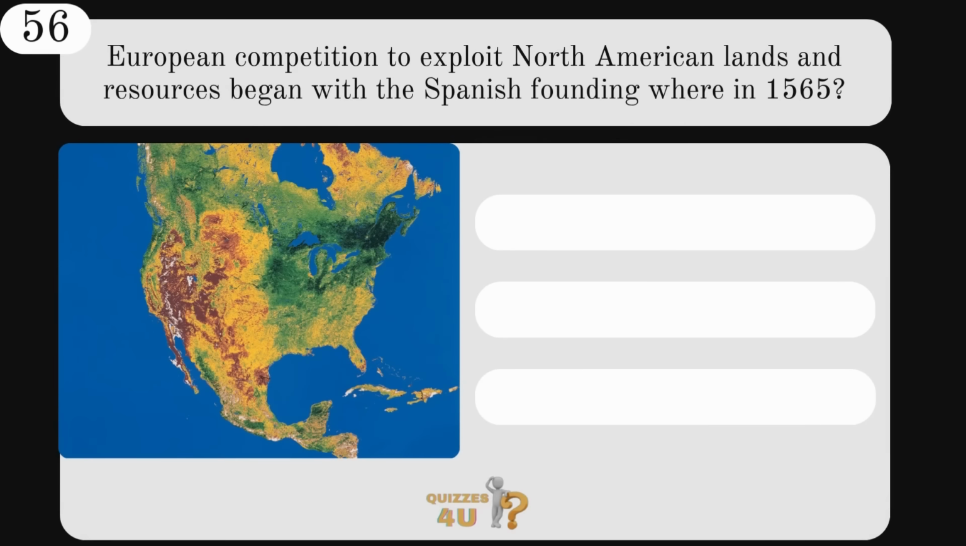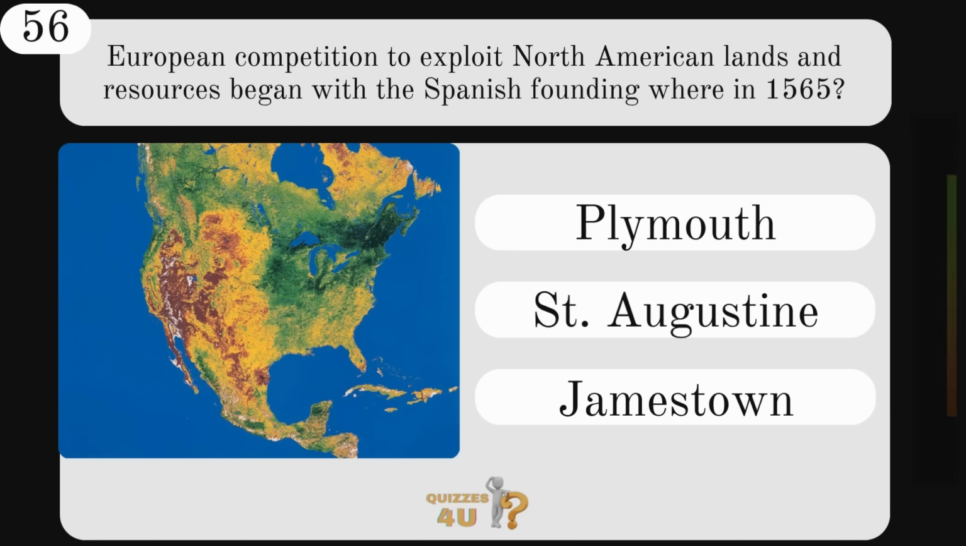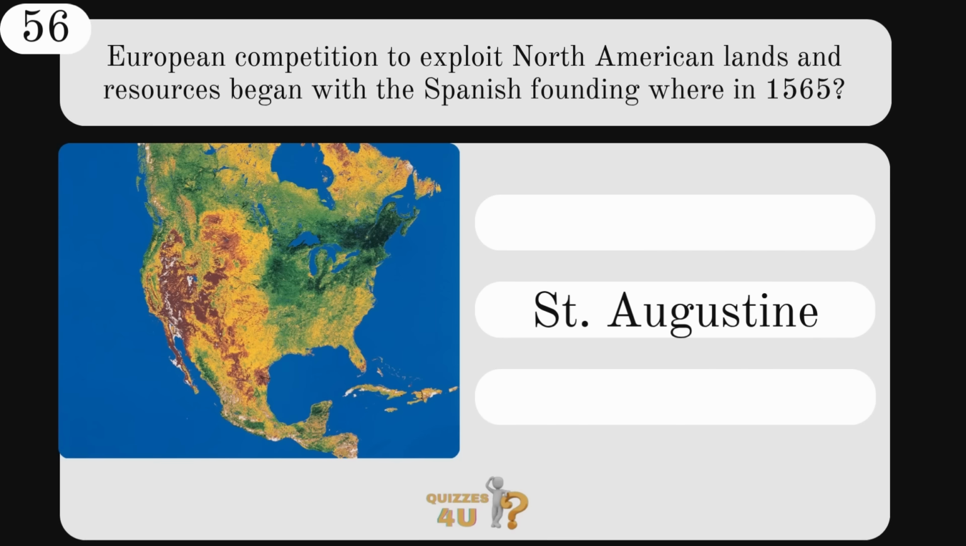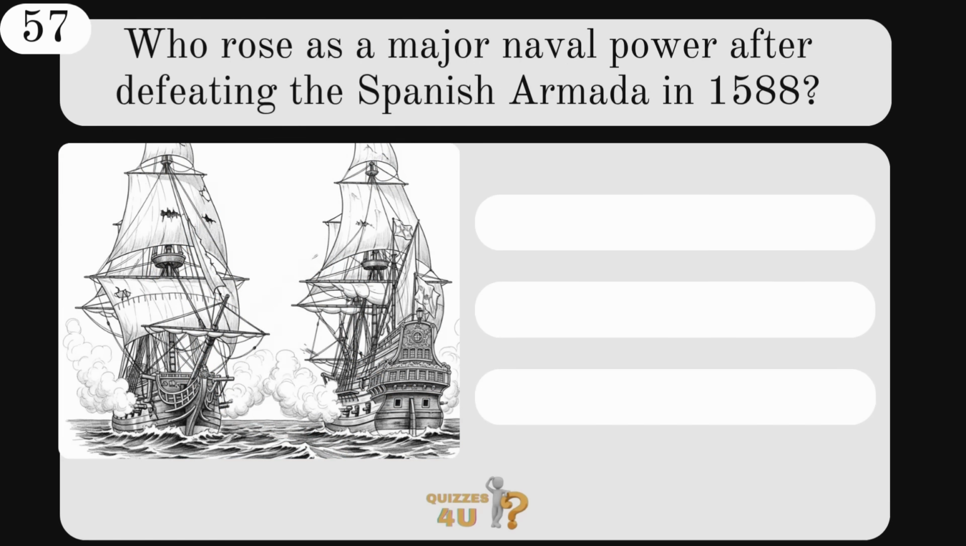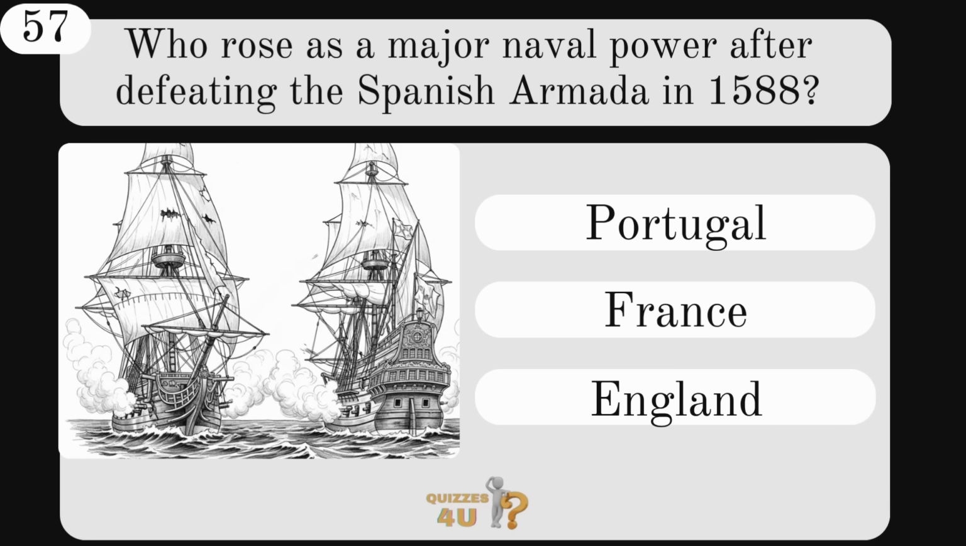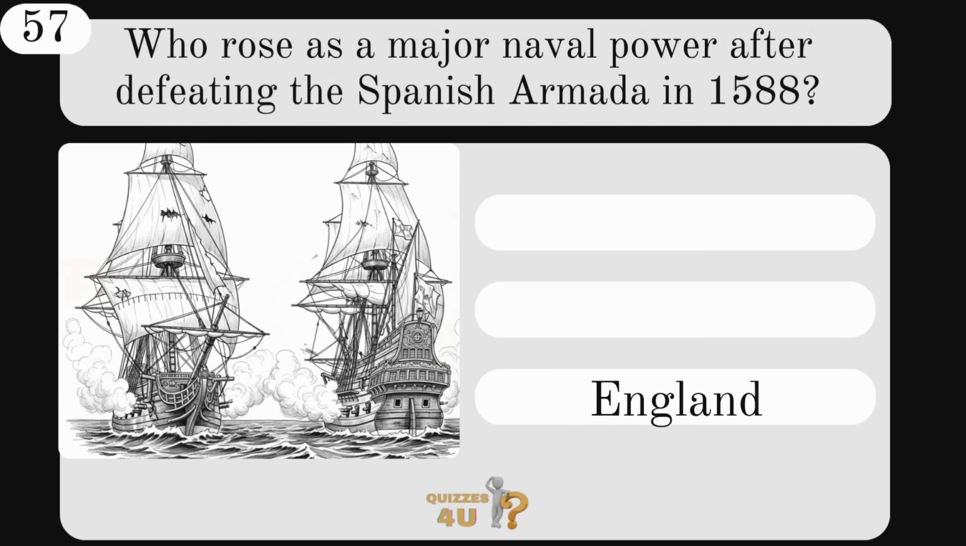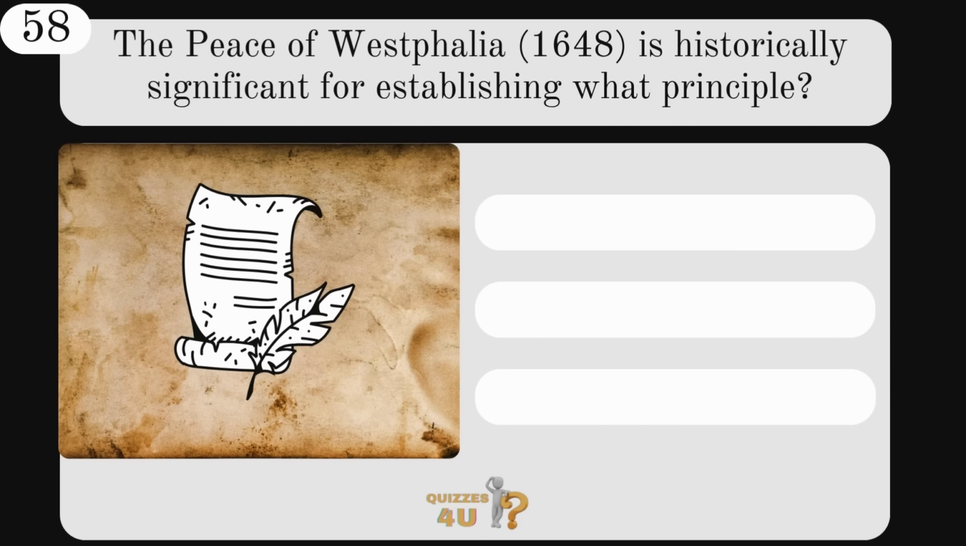European competition to exploit North American lands and resources began with the Spanish founding where in 1565? Plymouth, St. Augustine, or Jamestown? The answer is St. Augustine. Who rose as a major naval power after defeating the Spanish Armada in 1588? Portugal, France, or England? The answer is England. The Peace of Westphalia is historically significant for establishing what principle?